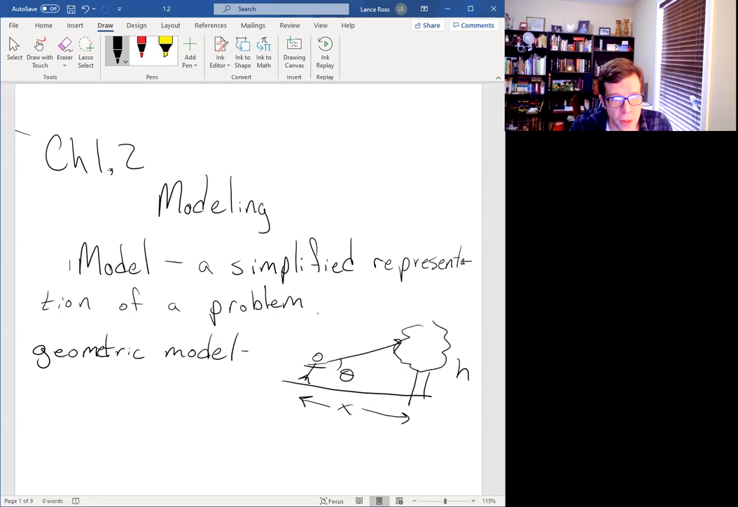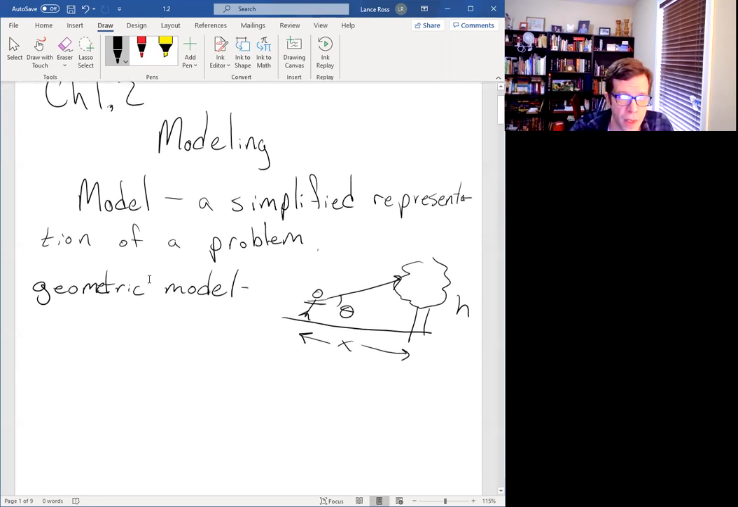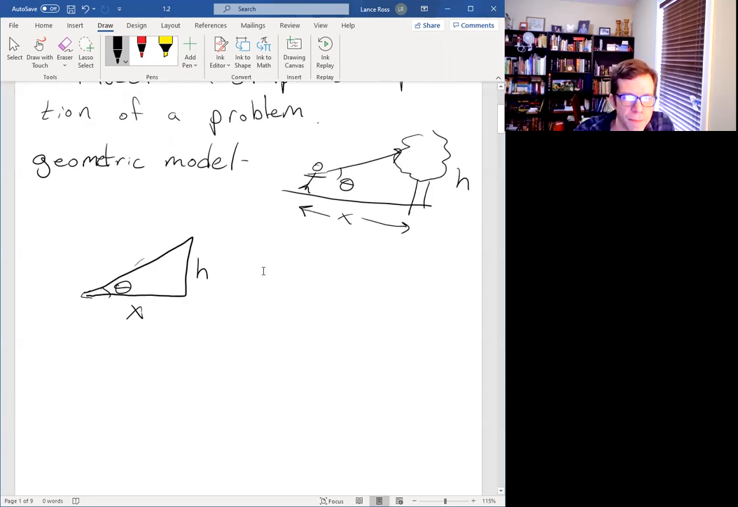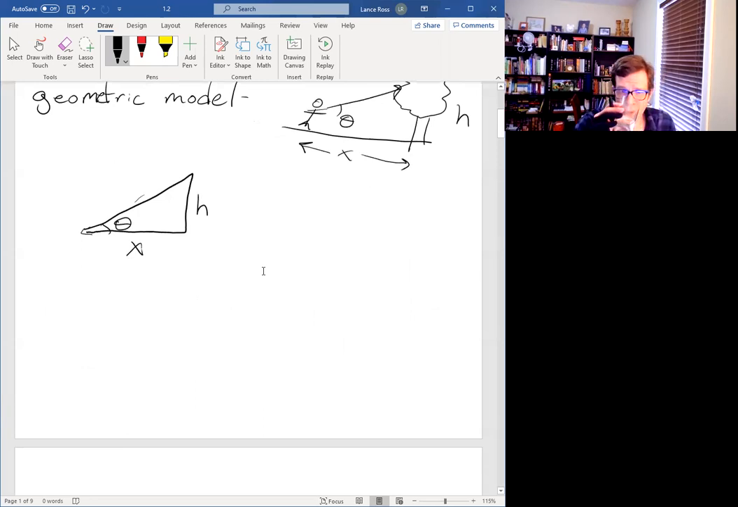excuse me, a simple picture. If we were to change that into a geometric model, then we just change that to a simple sketch of what's going on. Right, now we're representing a right triangle where the height is the height of the tree and the distance from the tree is the base of our triangle. And we're given the angle, right?